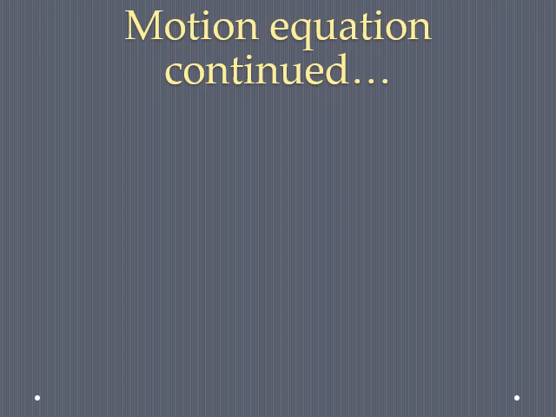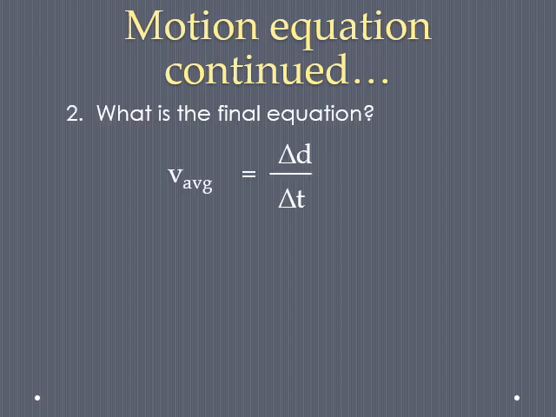So we have one linear relationship, delta D is linear, so that goes on the top of the fraction, and then we put all of our inverse relationships on the bottom, or the denominator of the fraction. So we'll put our delta T on the bottom. Hopefully, if you followed along correctly, you ended up with this equation, V average equals delta D over delta T, and that is our first equation of the year.